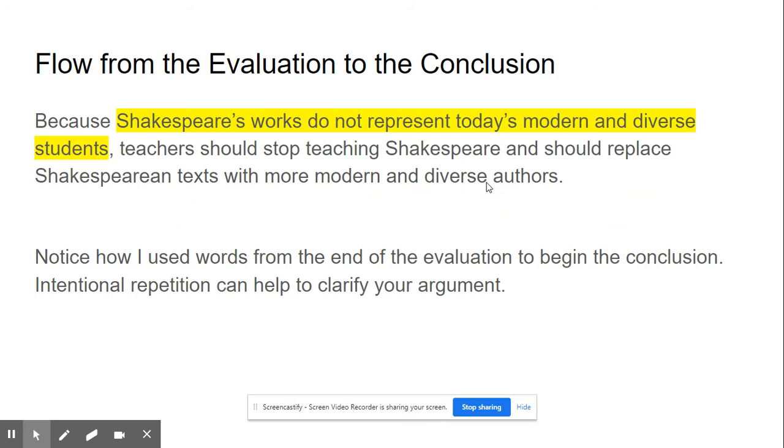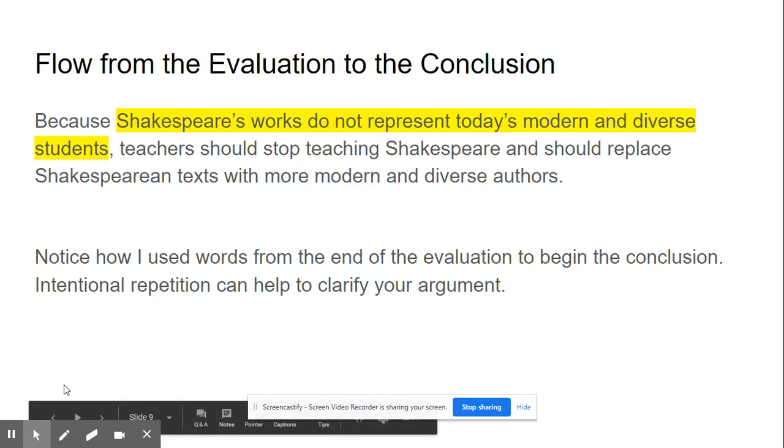After you write your evaluation, then you need to think about how to flow back to the conclusion, okay, the last sentence of your paragraph. So notice I used a SWABI here. You don't have to, but that really does help with the flow. Because Shakespeare's works do not represent today's modern and diverse students. I put this in highlighting here, and I'm going to go back to the previous slide so you can see how I use words from the evaluation to begin the conclusion.